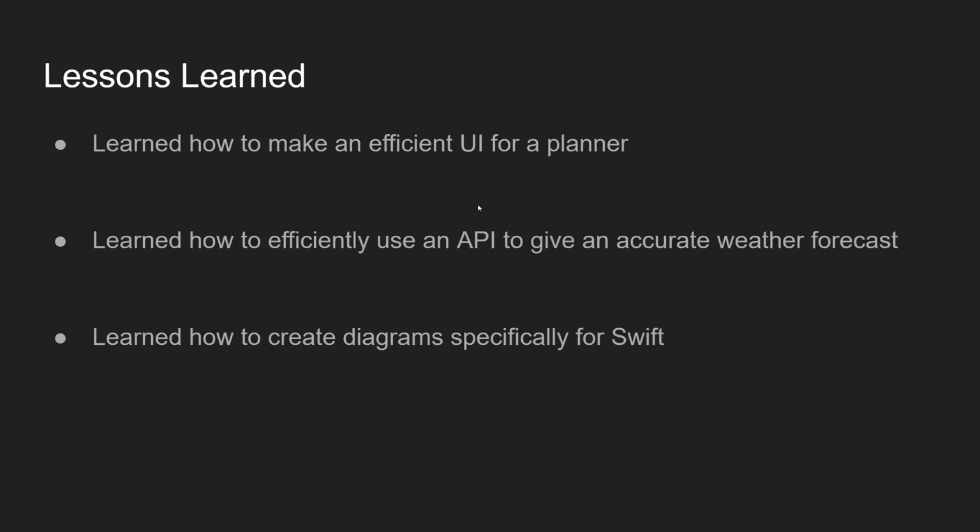Some lessons that I learned: I learned how to make an efficient UI for a planner. It was really cool to be able to make something that I would actually use. I also learned how to efficiently use an API to give an accurate weather forecast. In previous classes, I honestly had an issue getting the APIs to work, and I was really scared that it would happen in this class as well. But during the course of this class, I was able to figure out how these APIs work and how to utilize the information using the JSON data.